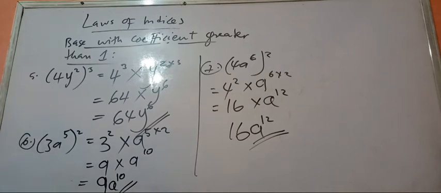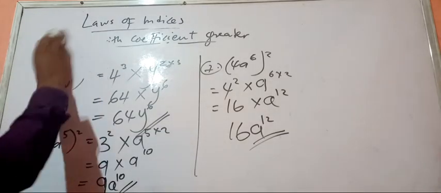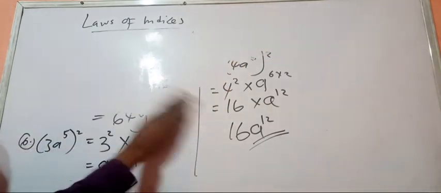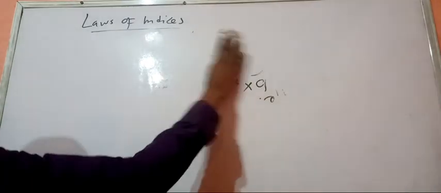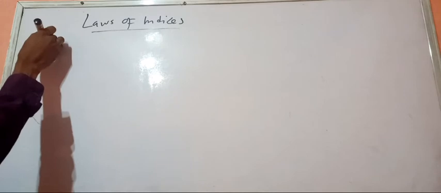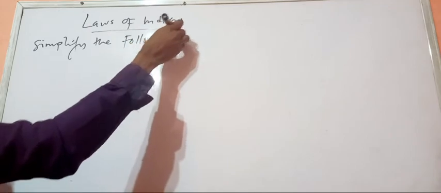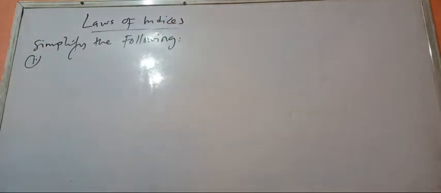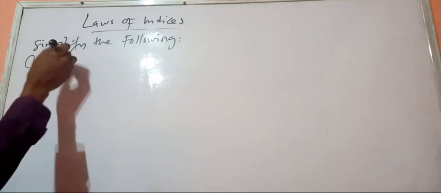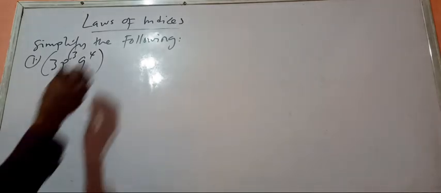Now, that is all about law 3, which deals with brackets with indices. We're going to give some questions on GCSE and WAEC that you may likely encounter. Simplify the following. One: bracket 3p to the power 3, q to the power 4, raised to power 2.